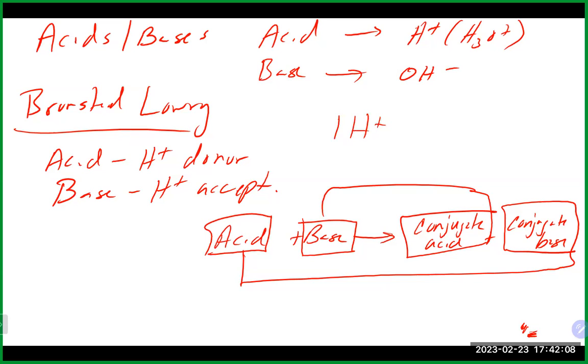That's because what's happening here is our acid is sending that H plus over to the base. So the acid, its conjugate base, will have one less H plus than it started with because it gave it away, while the conjugate acid will have one more H plus because that is what it gained. I think that's where we left off. Any questions on that? Okay.